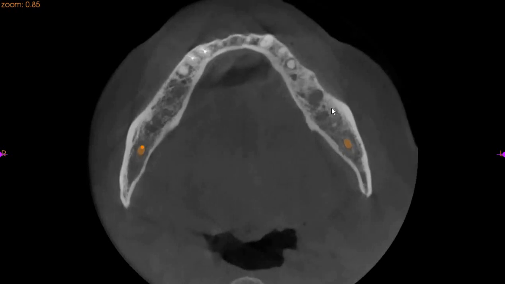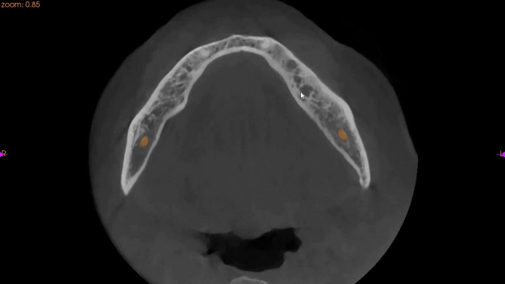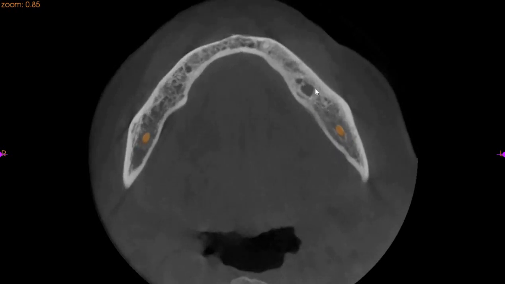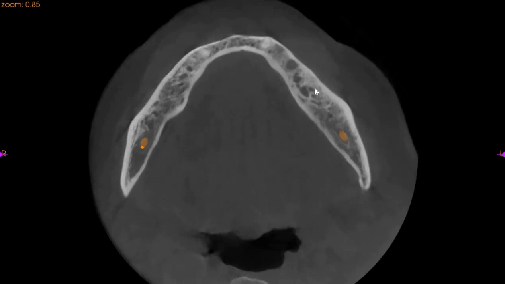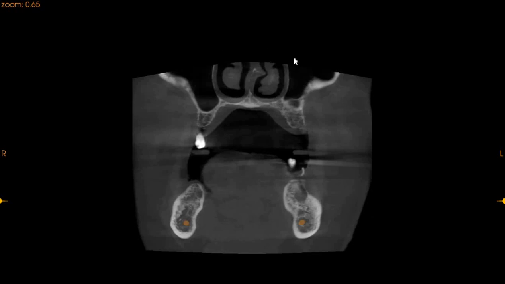Here we can see that this is the area where a lot of vascularization is seen. There we go, and this is all associated with the mandible. So this is something to be very careful of. Just to quickly show you a big coronal view. So this is the coronal view.